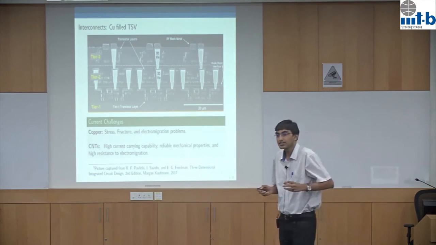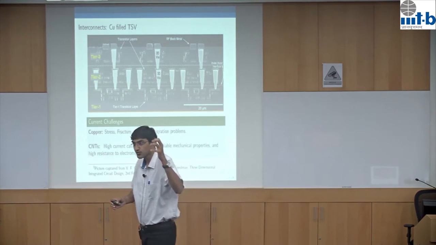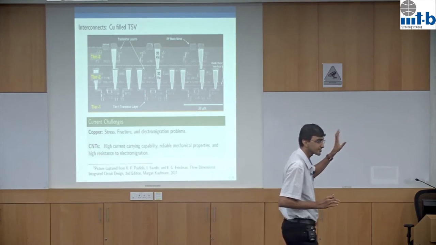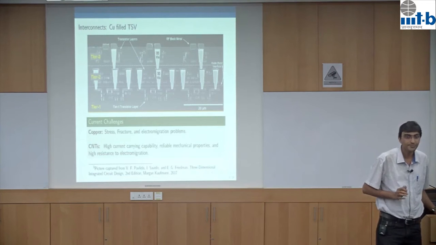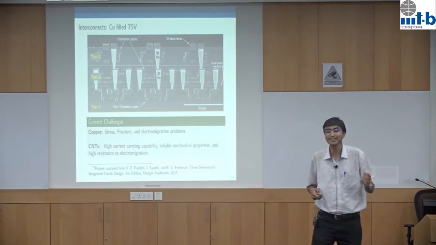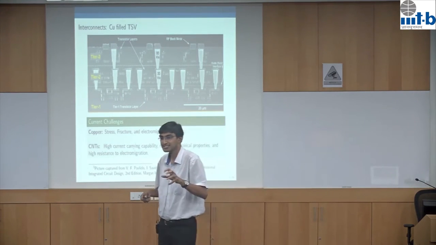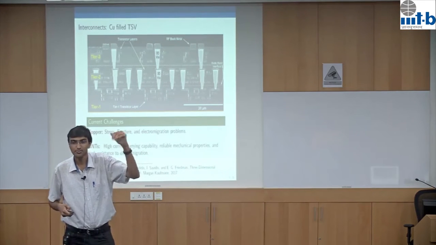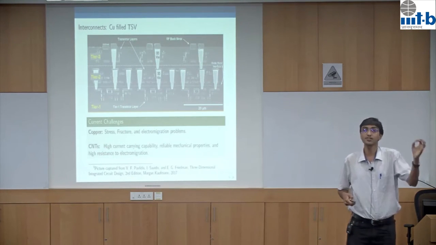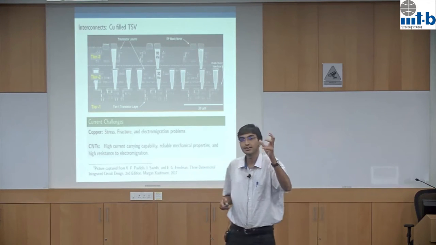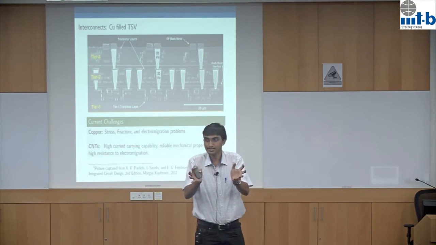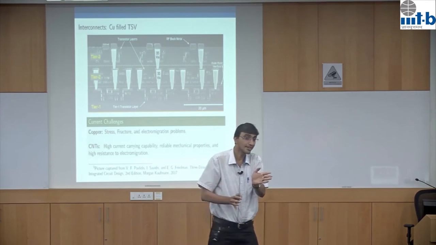Conventionally, once you make a hole, once you make a via, then you fill it up with copper. That's been standard practice so far, followed in the integrated circuits group. But copper has this problem of being stressed out, fracture, and then a lot of electromigration problems. Electromigration arises when you have a lot of current density, or a lot of current supplied across the particular wire. Here in this case, it is a copper filled through silicon via. If I supply a lot of current, then it will have a lot of electromigration problems. Basically, the material will start decomposing, will start drifting towards the next layer.